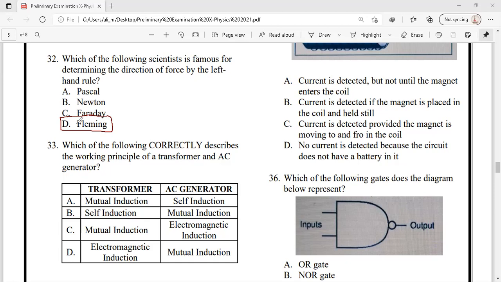Which of the following correctly describe the working principle of transformer and AC generator? We know that a transformer works on the principle of mutual induction, and the AC generator produces induced EMF by the process of electromagnetic induction. So option C is the correct answer that describes the working principles of transformers and AC generators.